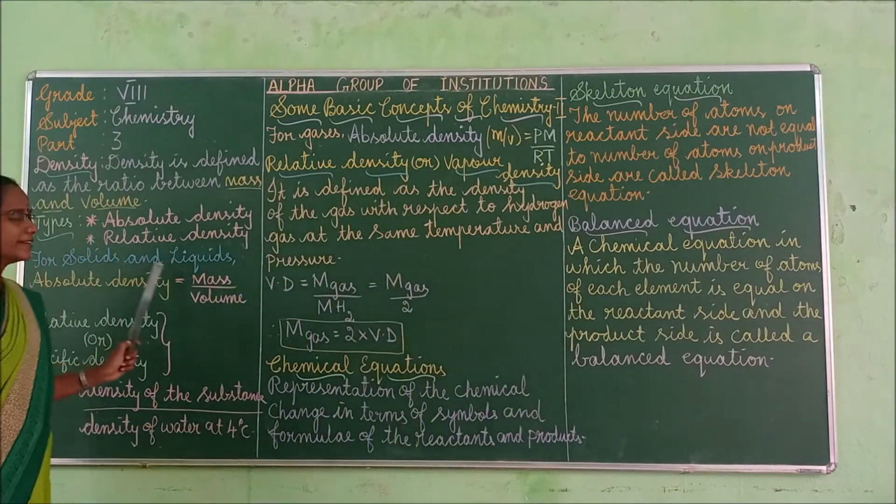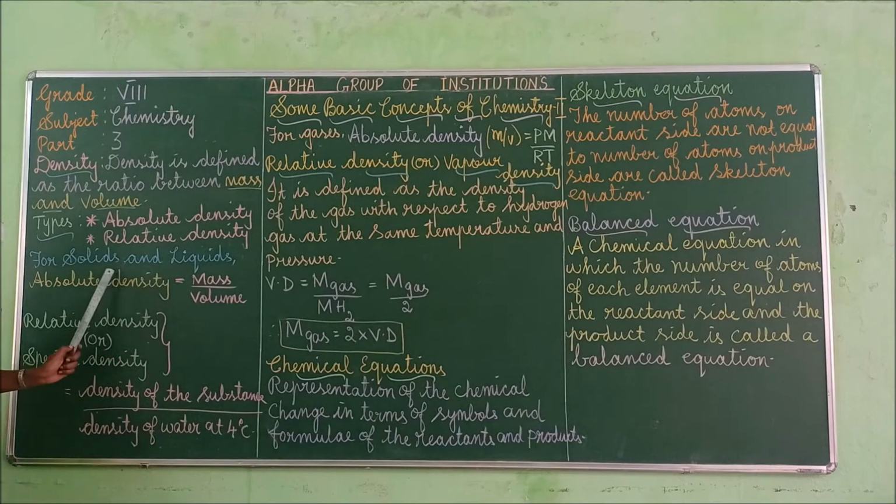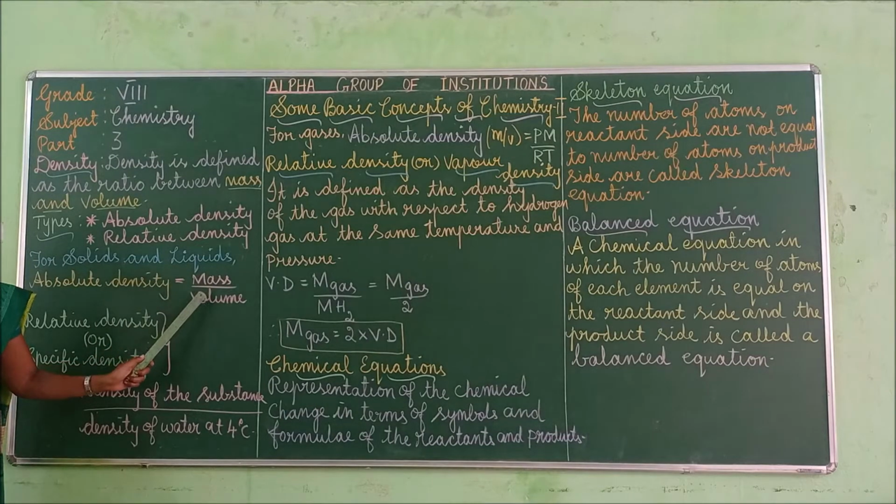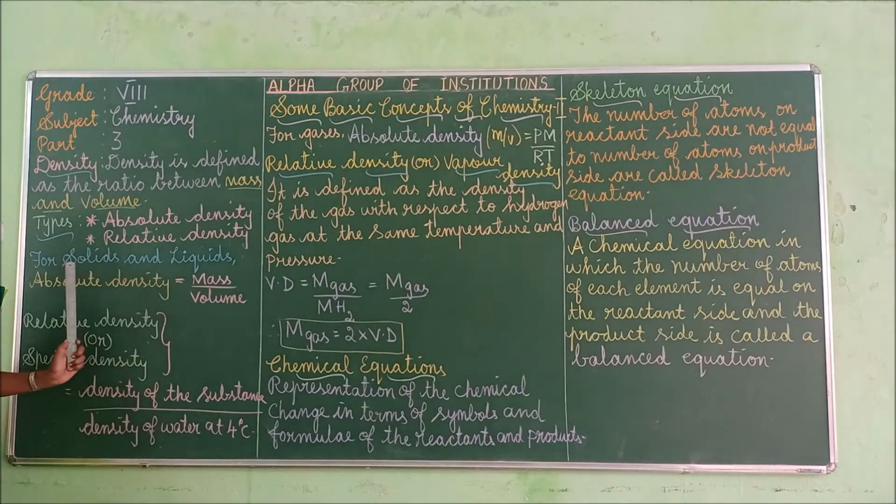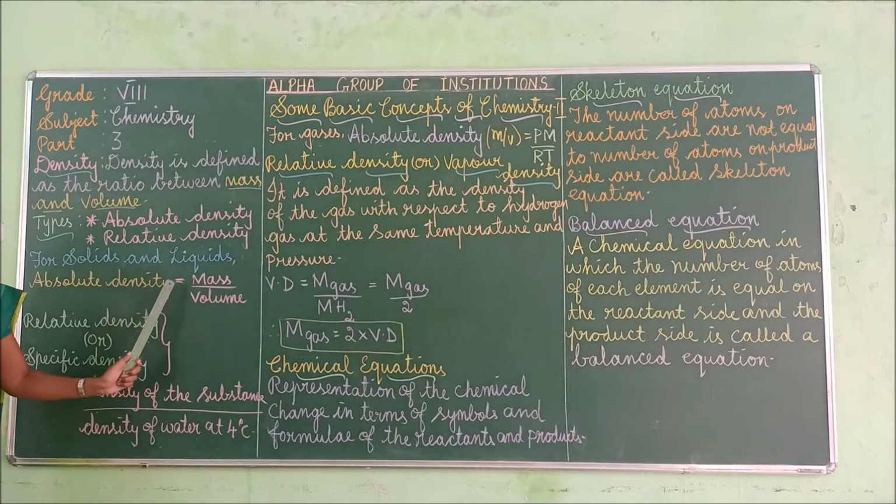For solids and liquids, the formula of absolute density is mass by volume. Okay, this is for solids and liquids. The absolute density formula is mass by volume.